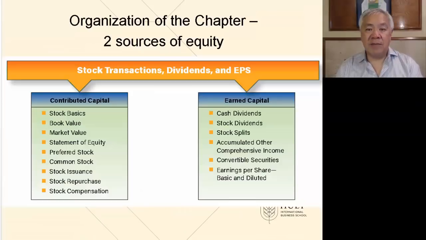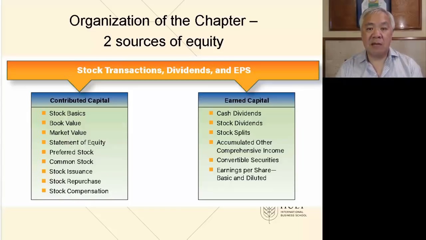So when we look at equity, this chapter breaks it into 2 general areas. On the left side, you see contributed capital, which is money that came in from the outside. So within this, we have some stock basics, the definitional items I was referring to. Then book value, which is looking at the total stockholders' equity divided by the outstanding shares. Market value is the price per share in the open markets. Third is statement of equity, and this is one of the 4 basic financial statements.